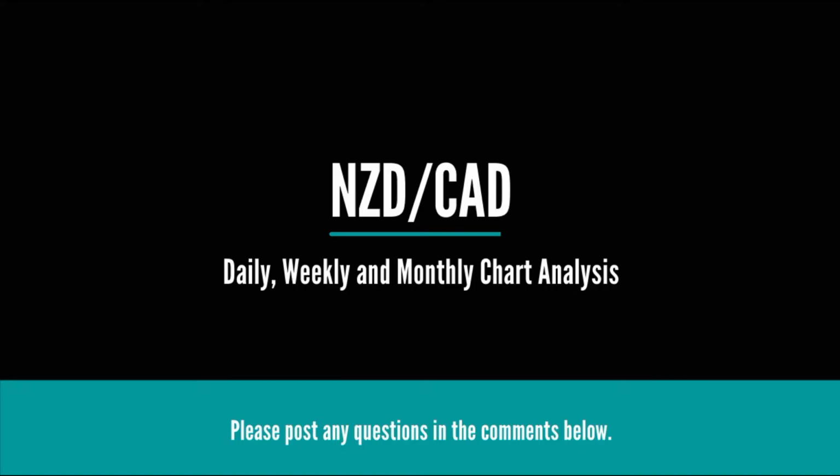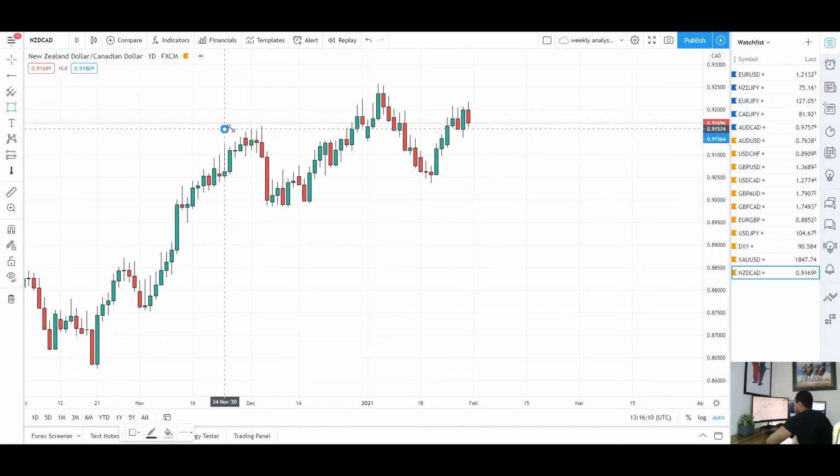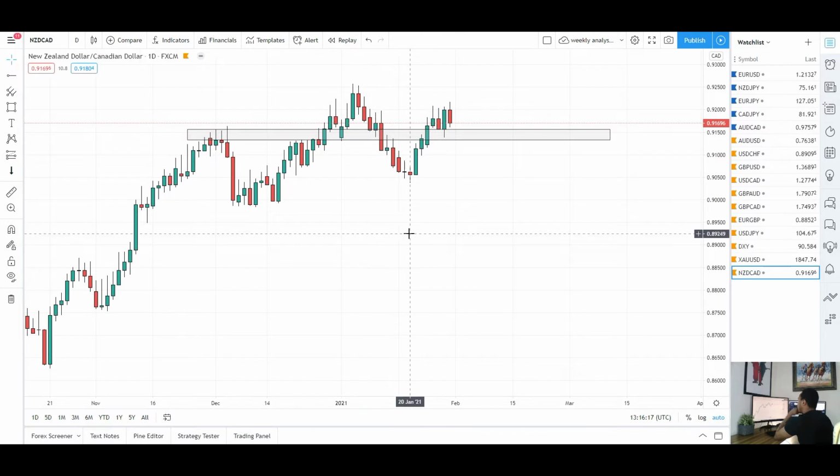Now let's take a look at NZD/CAD. Okay, so for NZD/CAD this week, we had a further continuation to the upside for this pair. We actually broke above a key level of prior resistance in the market. As you can see, this is a key level of resistance, a key level that I'm looking at for my analysis for NZD/CAD.